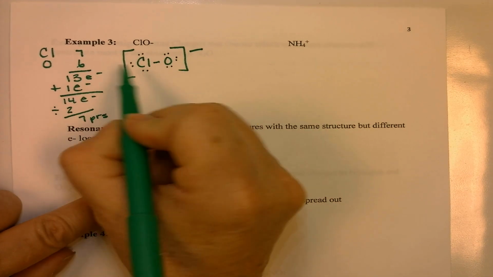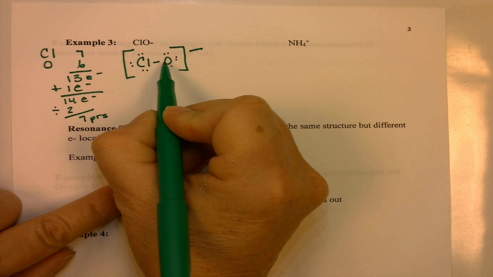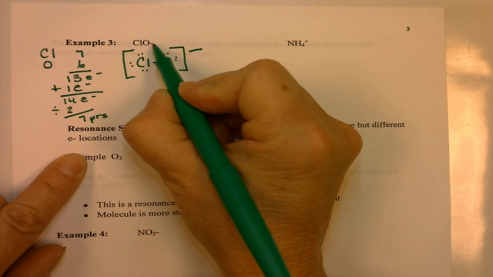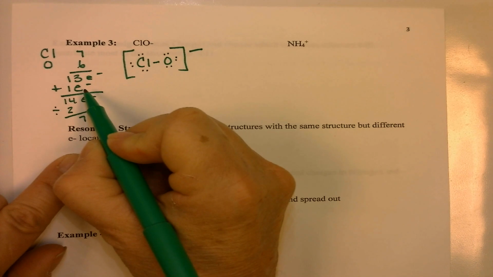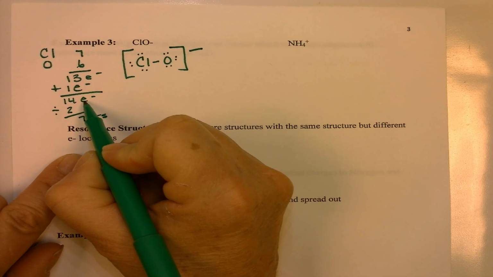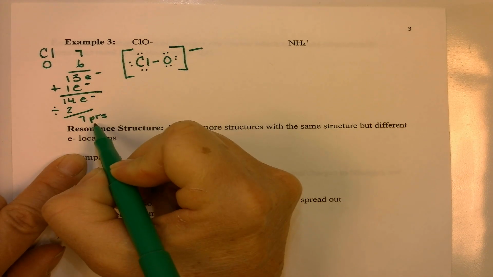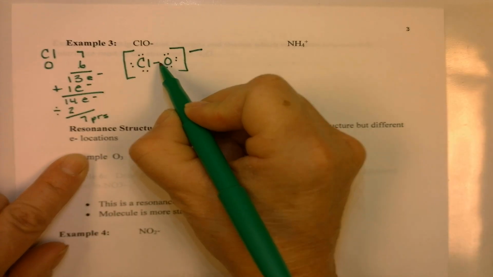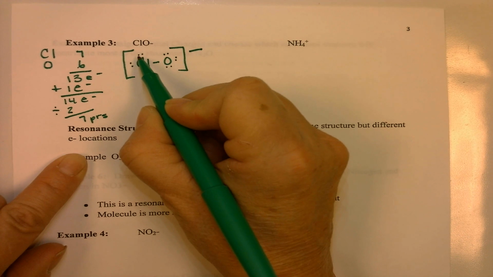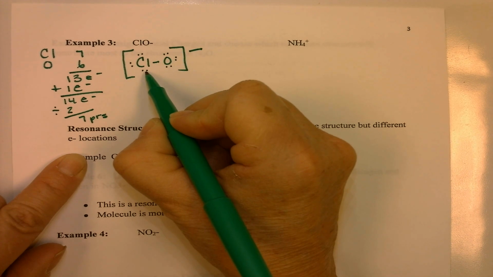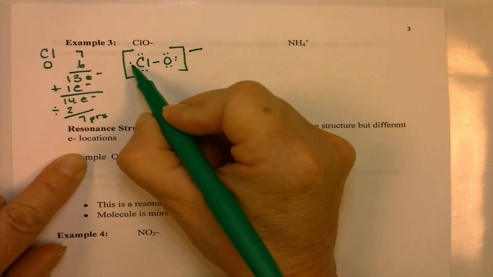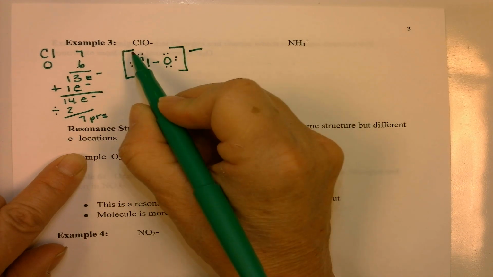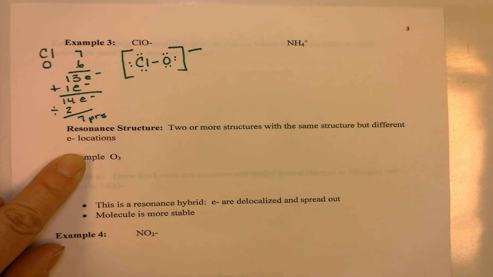We took the 7 for the chlorine, the 6 for the oxygen, which gave us 13 electrons. We added 1 electron for the charge, giving us 14 electrons. We divide by 2, giving us 7 pairs. Chlorine and oxygen have 1 bond between them, leaving us with 6. When we put our six pairs around, that gives us access to 8 for each atom. We put it into brackets with our charge outside.